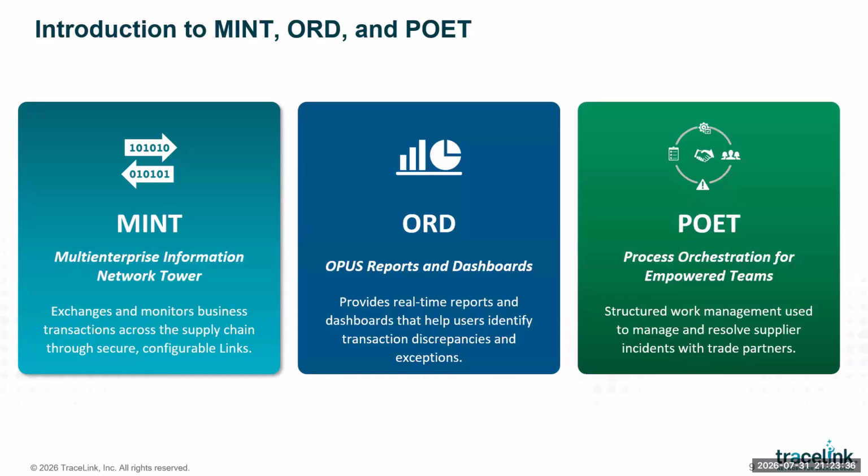And third, process orchestration for empowered teams, also known as POET. POET is structured work management you use to manage and resolve supply incidents with your trade partners. It's where the actual back and forth to fix the problem happens. And the key takeaway here: together, these 3 support exception detection, investigation, collaboration, and closure, all within the OPUS ecosystem.